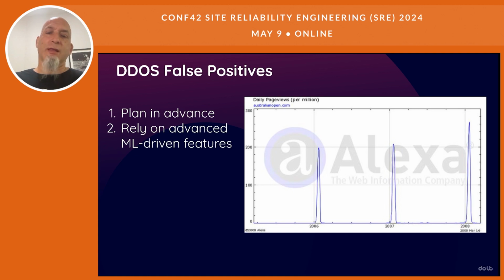There are ways around that. First of all, by planning in advance and turning off the DDoS protection, perhaps. Another is to rely on advanced machine learning-driven features, which do exist in the WAFs.